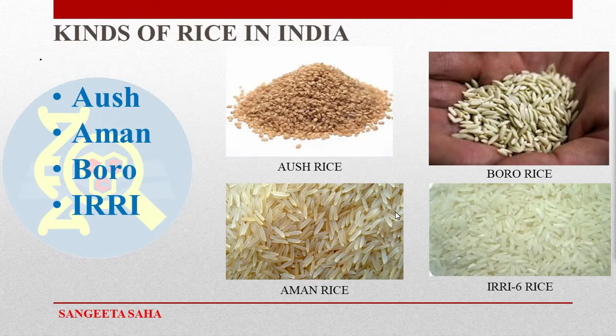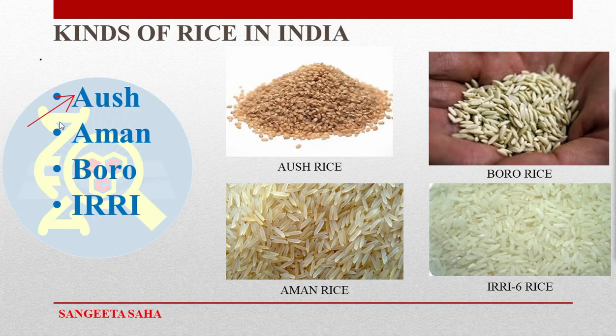Next, coming to the different kinds of rice in India. The first one which we are going to learn is the Aus. Now this type of rice is sown in summer along with the pre-monsoonal rains, and they are harvested in autumn, and that is why they are known as Aus rice. From the word autumn, it is Aus.